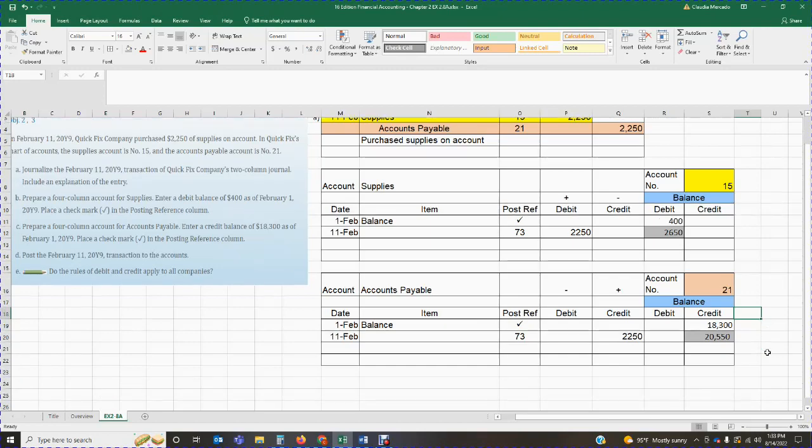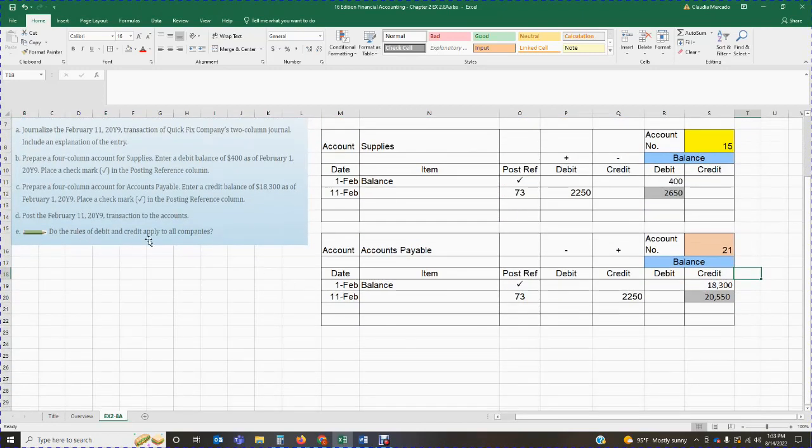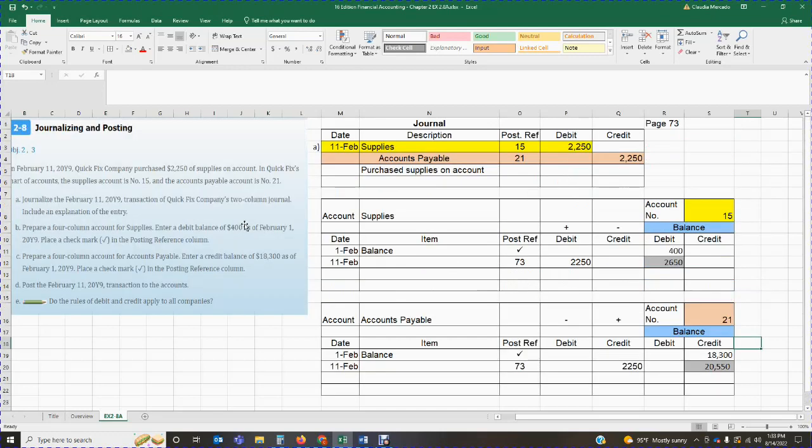Now, the last part of the problem says, do the rules of debit and credit apply to all companies? Yes, they do. It doesn't matter what kind of a company you have, what kind of a business you're running. The rules of debits and credits apply to all companies. So that was basically a short overview of posting transactions from your journals to your ledgers.